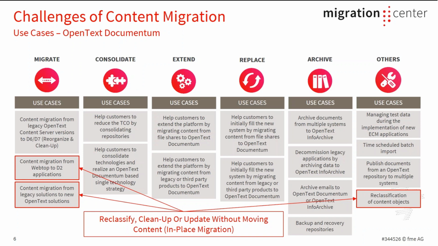We also help customers to extend the platform. Typically a customer starts in 1 or 2 divisions with an enterprise content management system, but over the years they want to integrate more and more divisions into this new platform. So we can help here to integrate file shares from divisions to the OpenText Documentum platform, but also to integrate documents which are stored in third-party systems into the Documentum OpenText repository. Also, we can replace file shares, and we can replace other technologies like FileNet, like Alfresco, whatsoever, with OpenText Documentum.